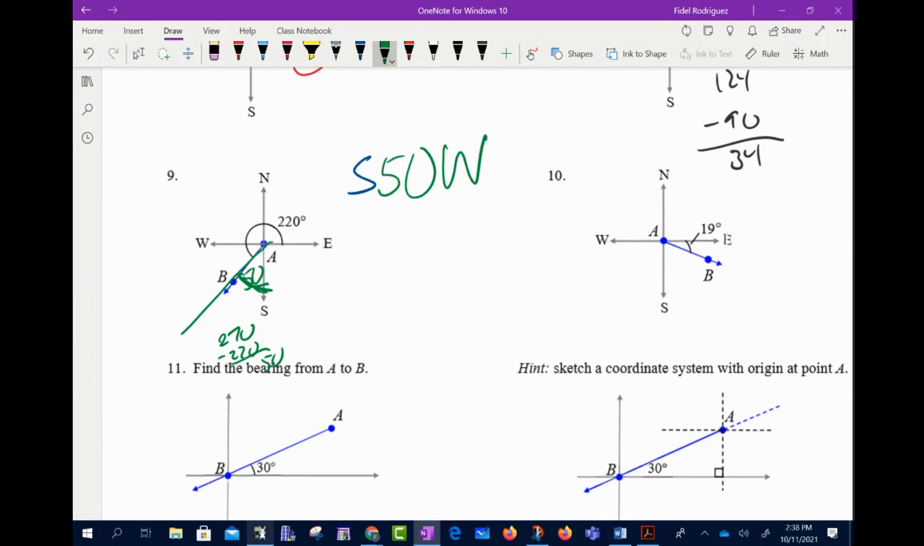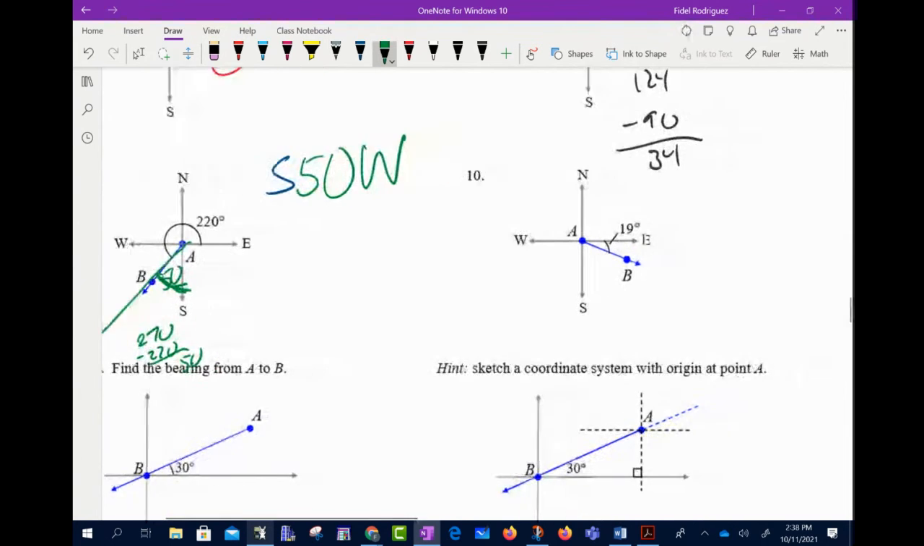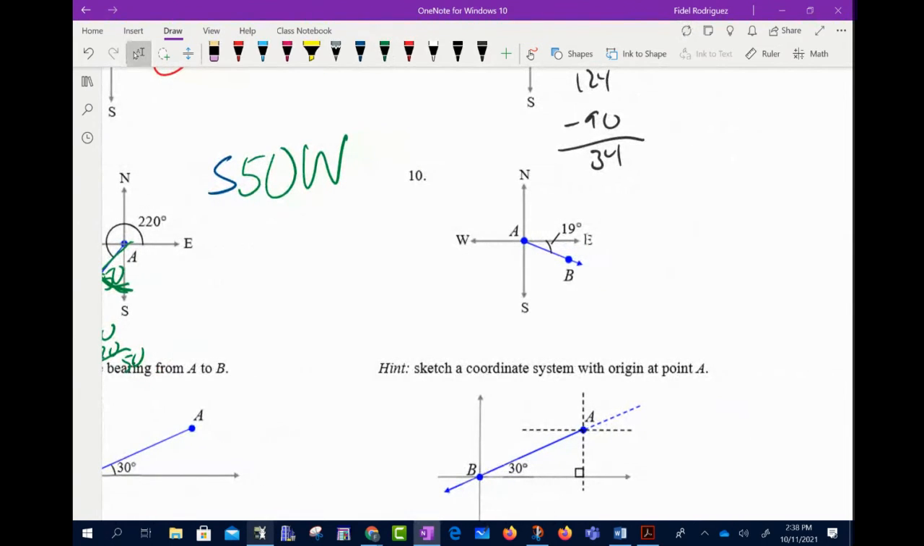There you go. All right, let's take a look at number 10. Number 10 says, let's see. Okay, first question. Are we heading north or south? South. Okay. What angle are we looking for here? Are we looking for the 19 degrees that we already have? No. We're looking for that angle, y'all. So how would I find that angle?